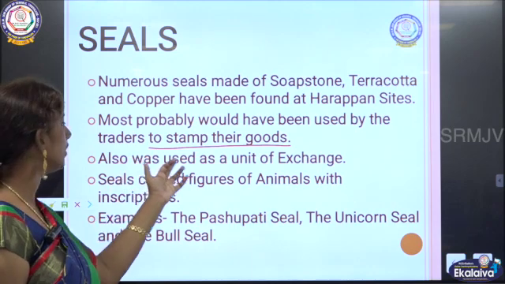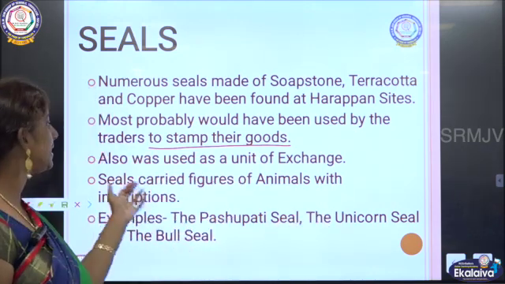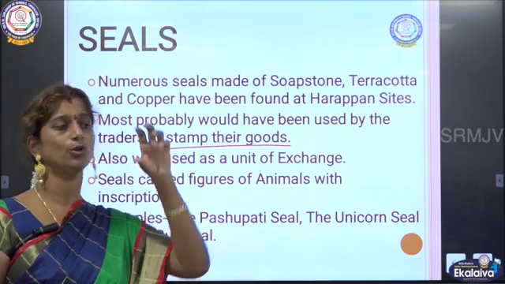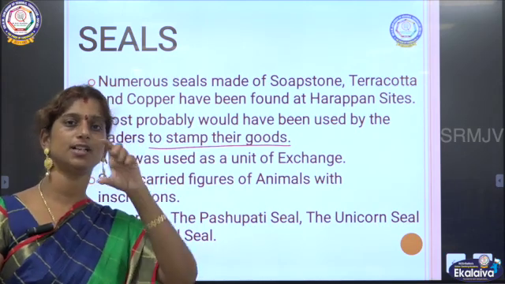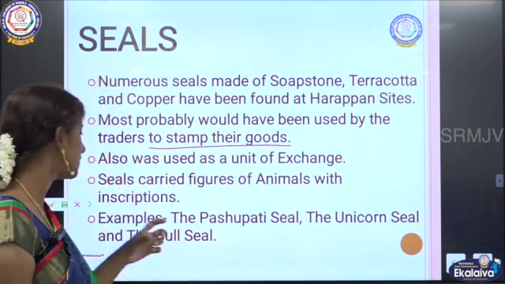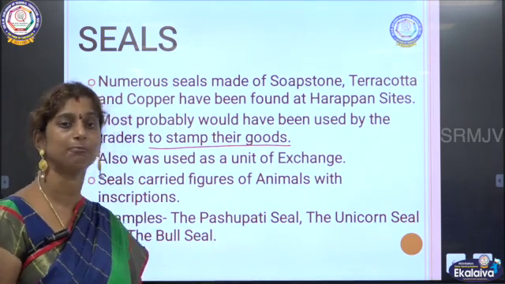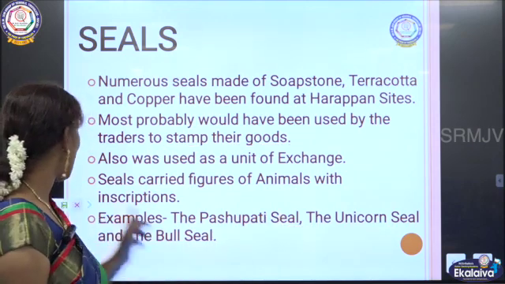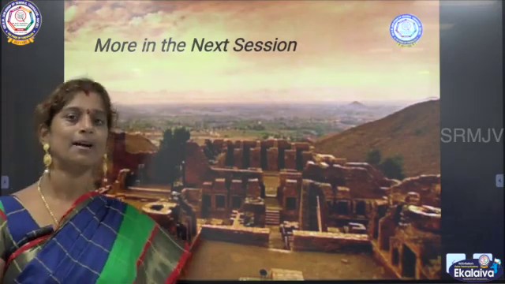Then it was also used as a unit of exchange, and the seals carried figures of animals with inscriptions. The figures seen on these seals were inscribed with animals. Usually animals were used, for which we see the examples of the Pashupati seal, the unicorn seal and the bull seal. With this, we are ending this session.